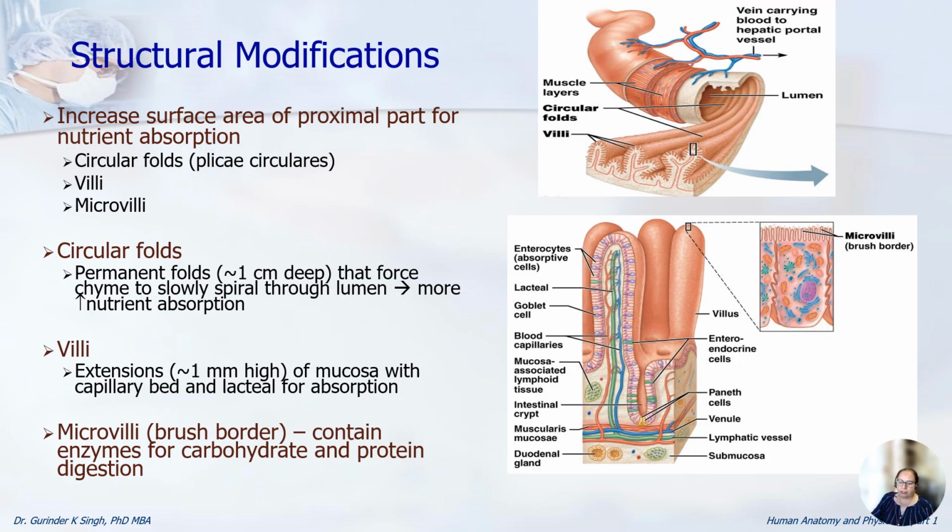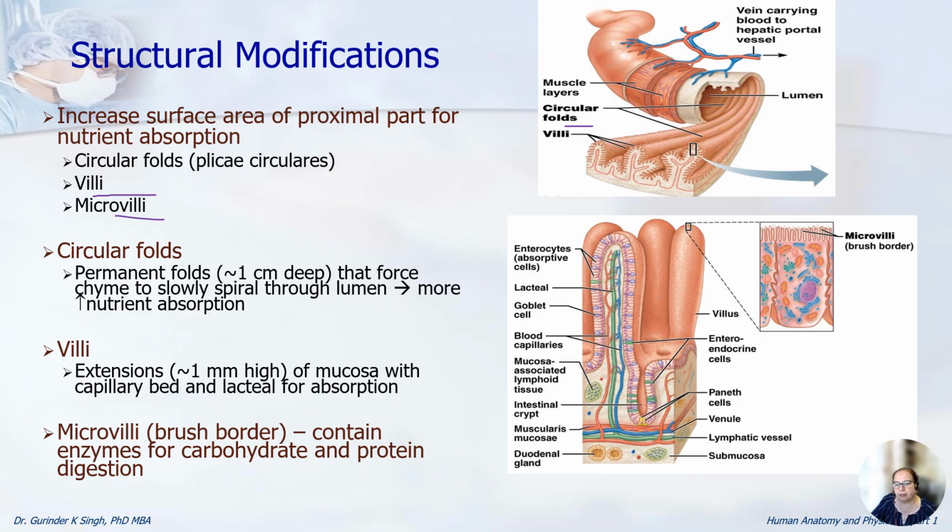Let's look at the structural modifications which we see in the small intestine, because the small intestine's major function is absorption of the food. To increase the surface area, the inside of the lumen of the small intestine has circular folds. It's like cloth folding into a smaller space. Plus, they also have lots and lots of villi present. And then the cells also have microvilli.